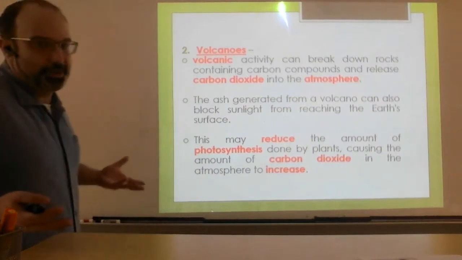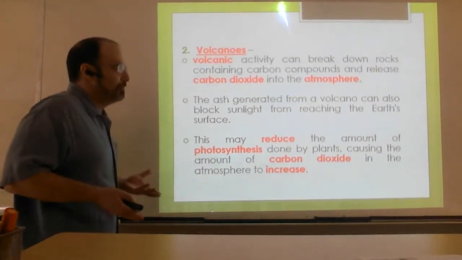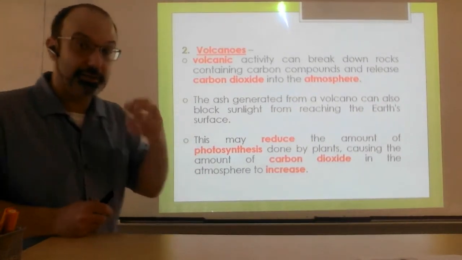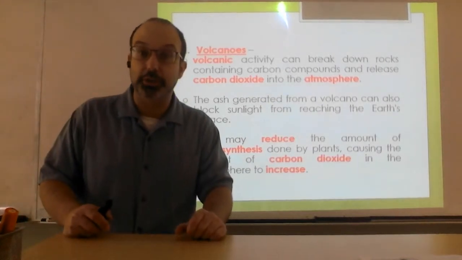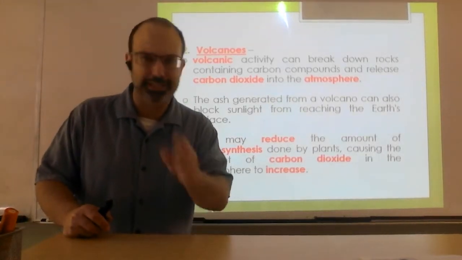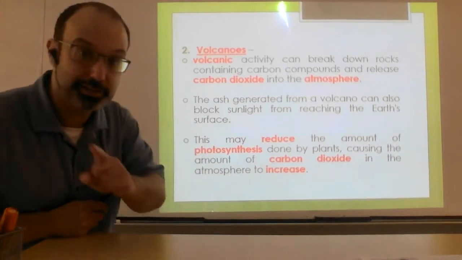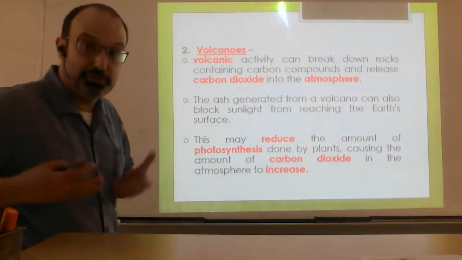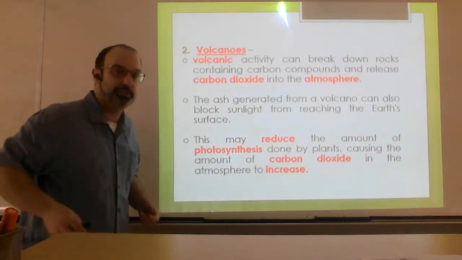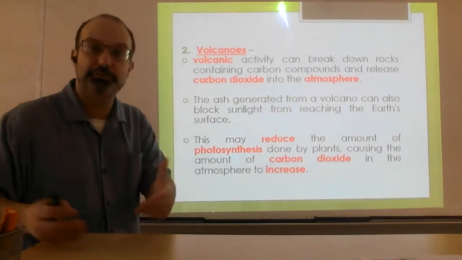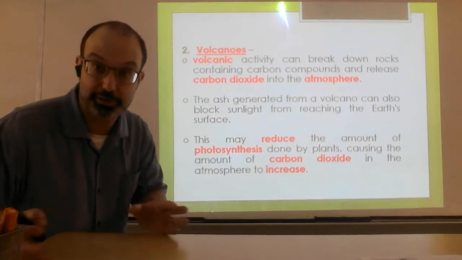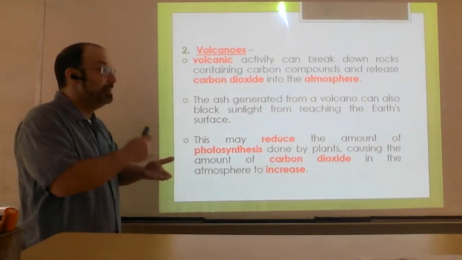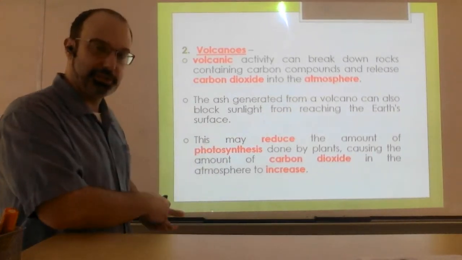A volcano, I already mentioned that one. A volcano will break down the rocks and release the carbon that was stored in the long-term storage. But that's not the only thing. It has another way that it affects things. The ash generated by the volcano, the pieces of rock and burnt material that get thrown up in the air, they stay up there for years and years, decades. And when they do that, they reduce the amount of sunlight that reaches the earth.